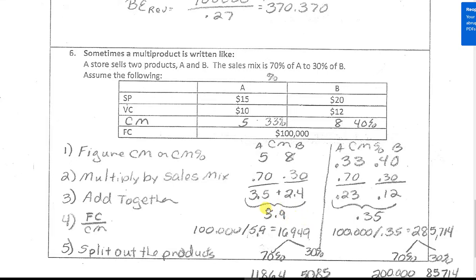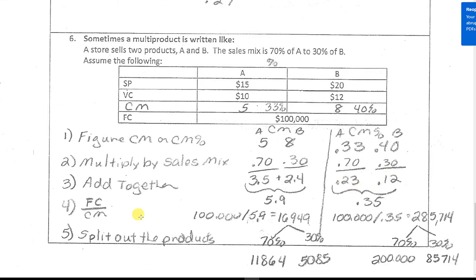So what this is, this is the contribution margin of my bundle. My bundle includes 70% of this one and 30% of this one. So my bundle's contribution margin, which is made up of 70% of that and 30% of that, is 5.9. And my bundle's contribution margin percent is 0.35, which is made of 70% of that and 30% of that.